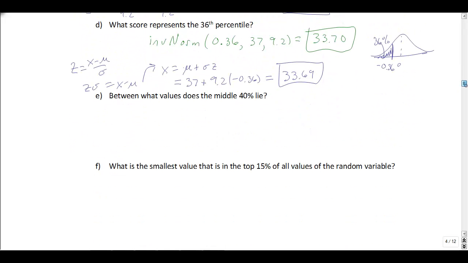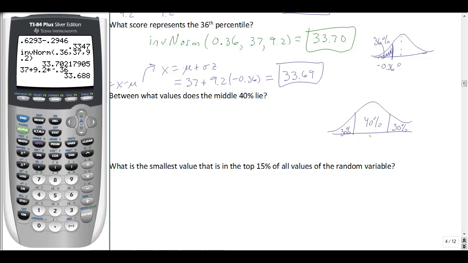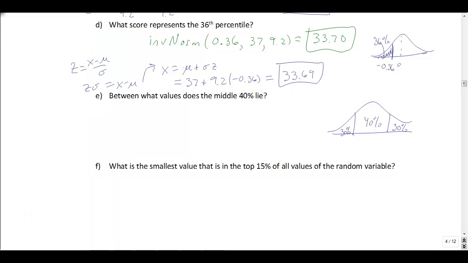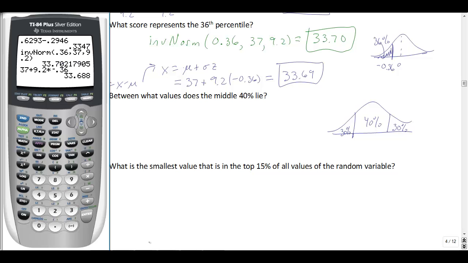Okay. Next one. Between what values does the middle 40% lie? Well, in our picture, if you do the middle 40%, I want to have 40% in the middle. That leaves 60% for the two tails. 60 divided by 2 is 30, so you should get 30% on the right and 30% on the left. So I'm just going to start using the calculator.